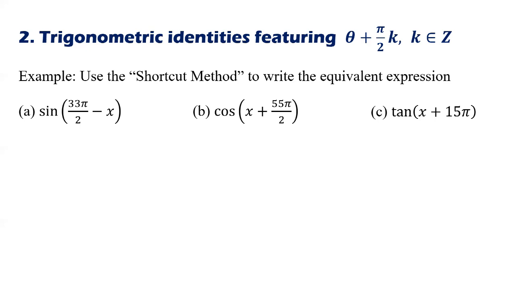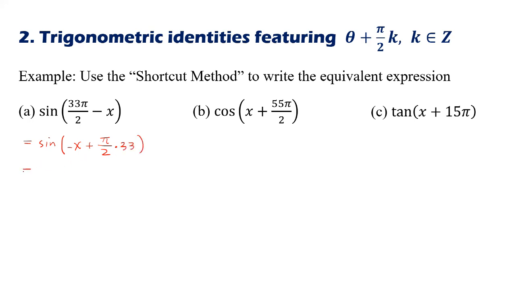Okay, have you finished? All right, to use the shortcut method first, let's have a look at the first question. To use the shortcut method, we rewrite the expression here in the standard form, right? Standard form states that minus x or positive x, plus half pi times an integer number. So the integer number is 33, right?